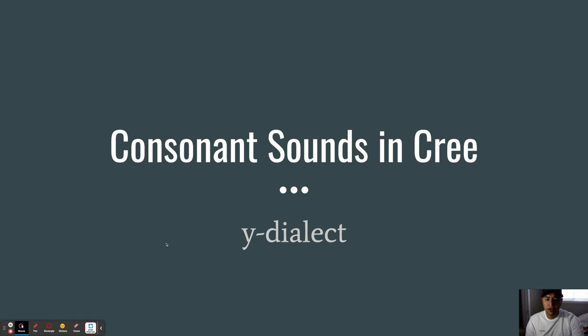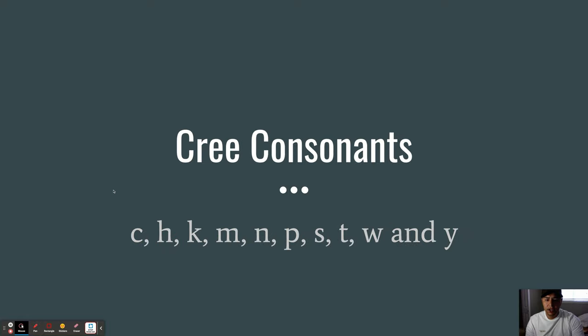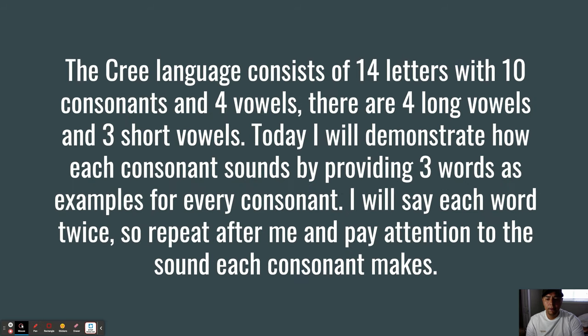This lesson is titled Consonant Sounds in Cree in the Y dialect. There's 10 consonants in the Cree language, and they are C, H, K, M, N, P, S, T, W, and Y. So the Cree language consists of 14 letters with 10 consonants and 4 vowels. There are 4 long vowels and 3 short vowels. Today I will demonstrate how each consonant sounds by providing 3 words as examples for every consonant. I will say each word twice, so repeat after me and pay attention to the sound each consonant makes.